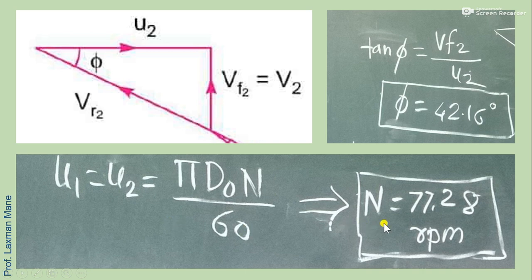Then we have to find speed. So using the formula for blade velocity, in this U1 value of blade velocity is calculated and runner outer diameter is given. So from this we can get speed in RPM.